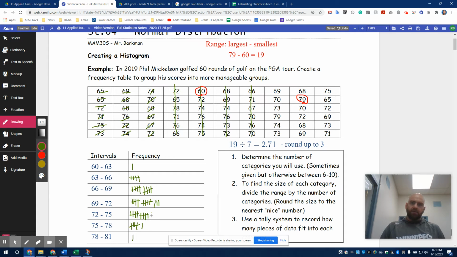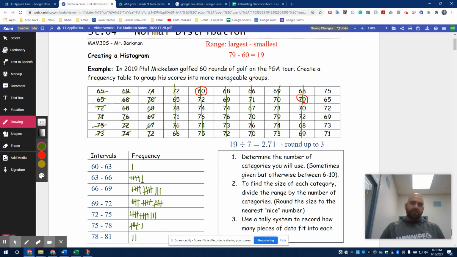74, 73, done. And then 68, almost finished here. Another one there, 70, 72, 68, 69. That one's done, 75.